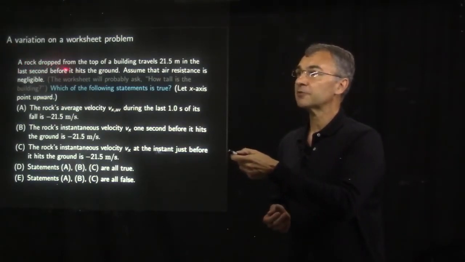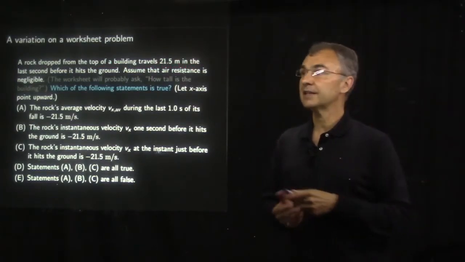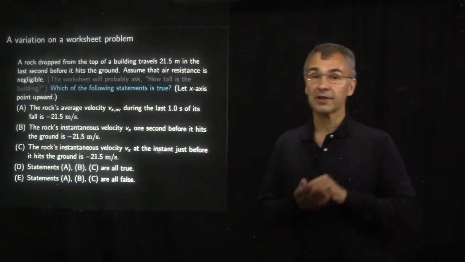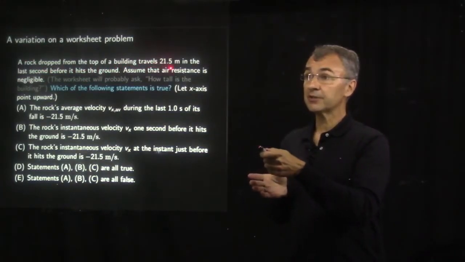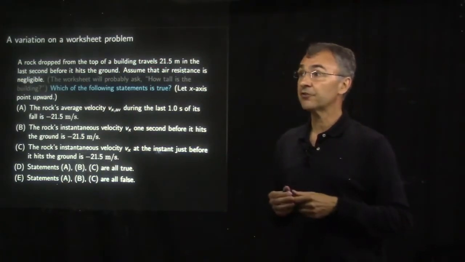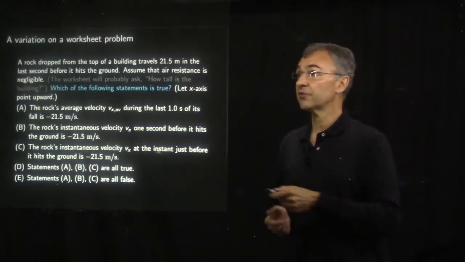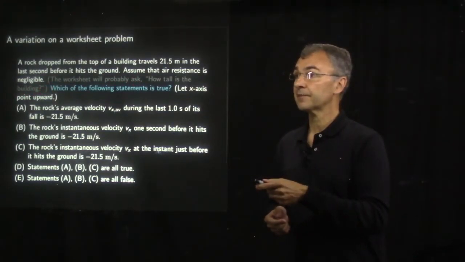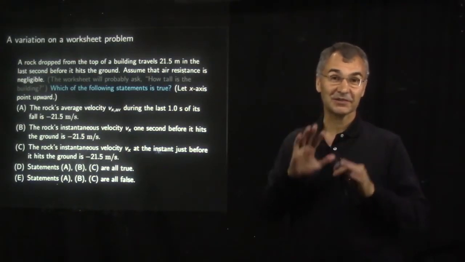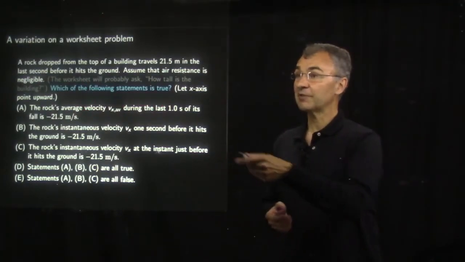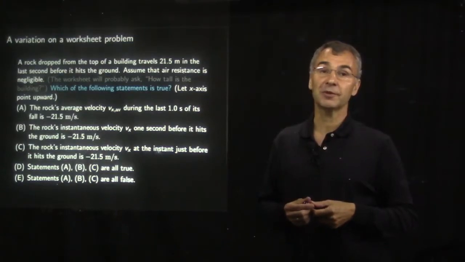A rock dropped from the top of a building travels 21.5 meters in the last second before it hits the ground. Well, that is really tricky, right? Assume that air resistance is negligible. By the way, the worksheet might ask something like how tall is the building, but let's go step by step. Which of the following statements is true? So again, let the x-axis point upward for projectile motion in one dimension.